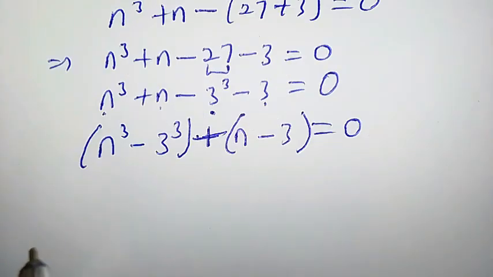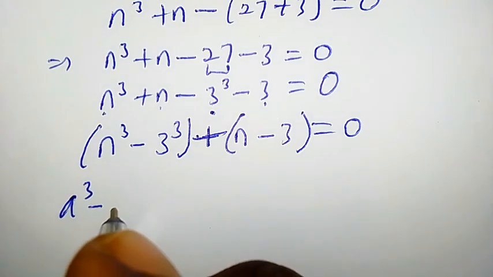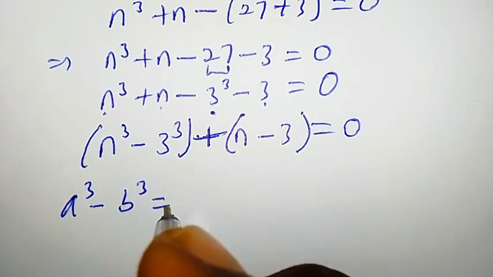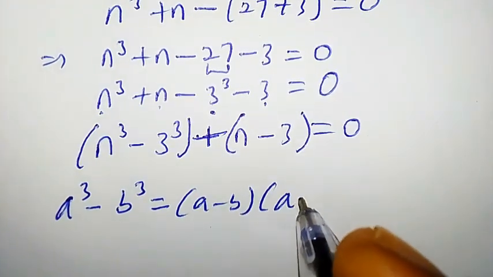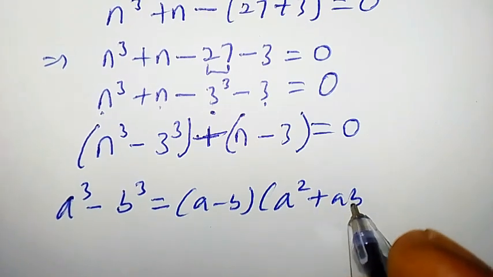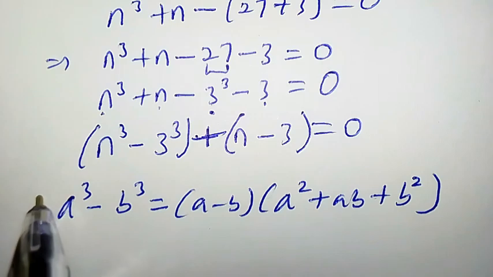At this stage, it is very good to recall the difference of two cubes. It says a to the power of 3 minus b to the power of 3 is simply the same thing as a minus b times a to the power of 2 plus ab plus b to the power of 2. Take note of this property.